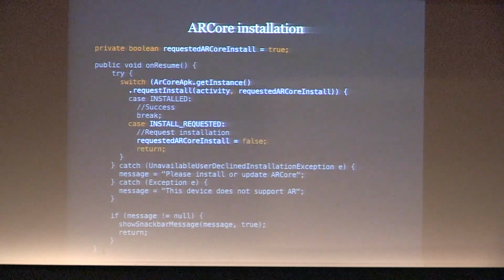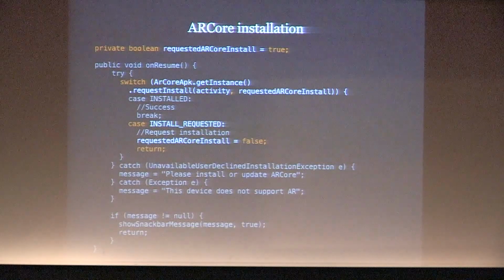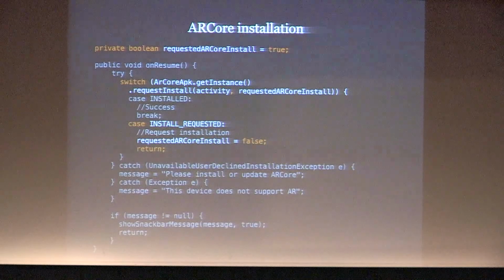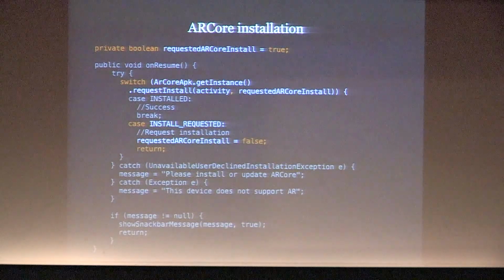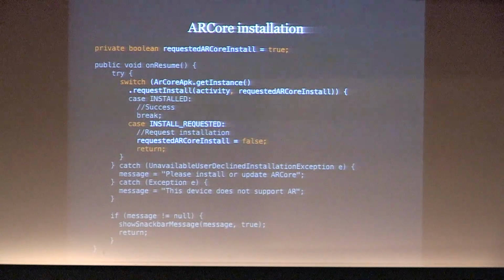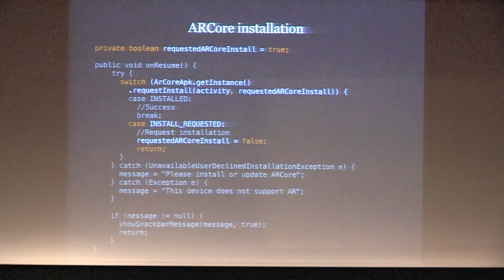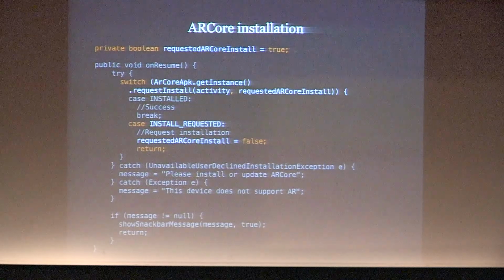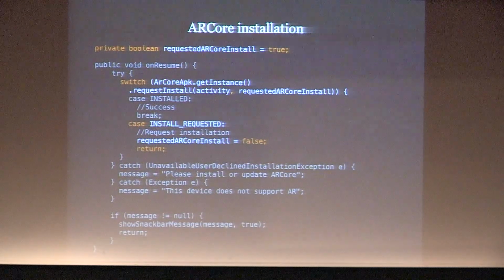Or we can land into a block with install requested. And at this point, we know that it's either not installed or it's out of date. And here is where users need to get information about the installation process of the external application. And again, we do need to ask our users to leave an application.